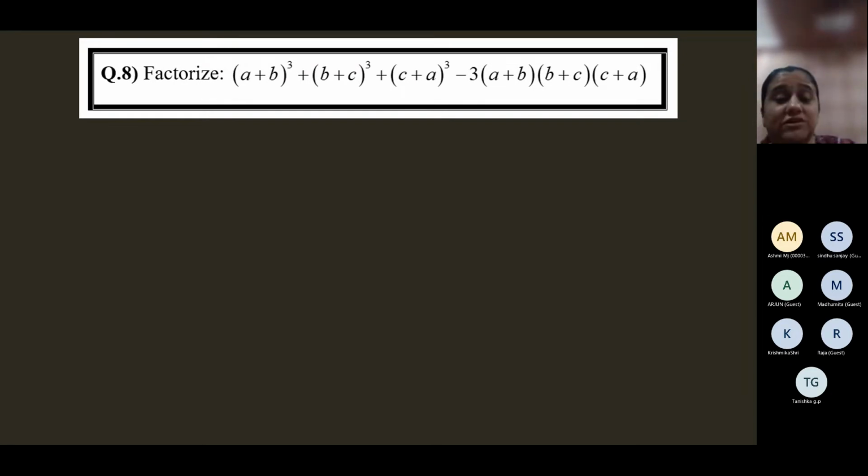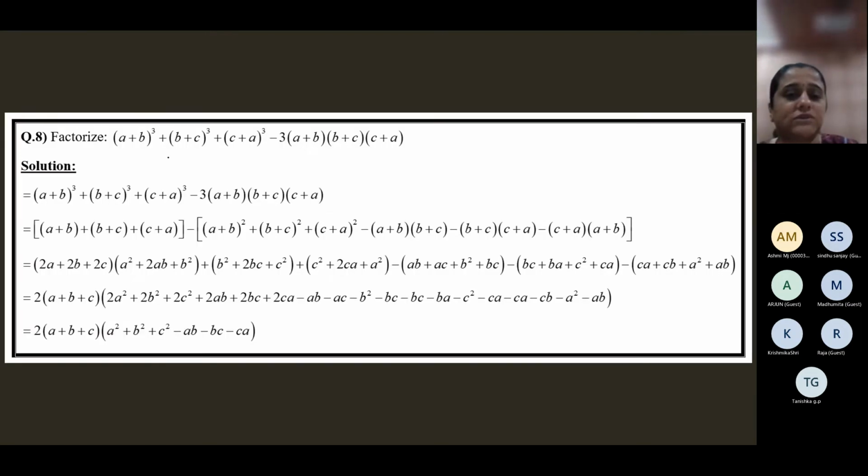So here it is: factorize. You need to factorize this expression. It's only an expression, not an equation. You'll have to factorize this expression, that is, find the factors, break down this expression, and write it as a product of its factors. So take up whatever is given here. This is the given expression to be factorized.